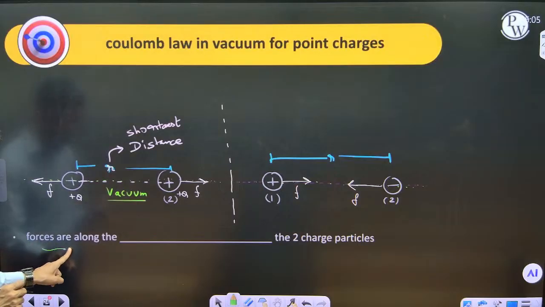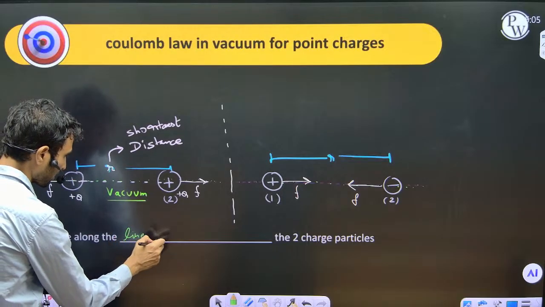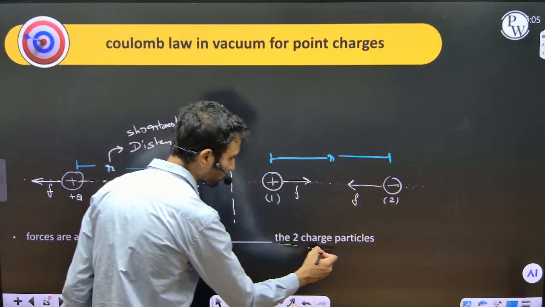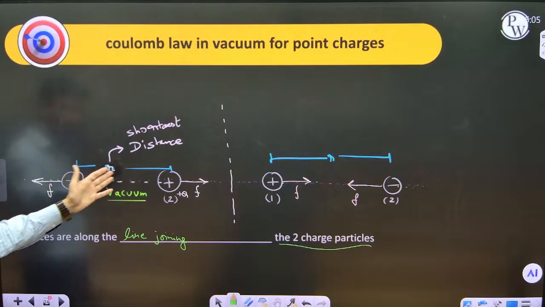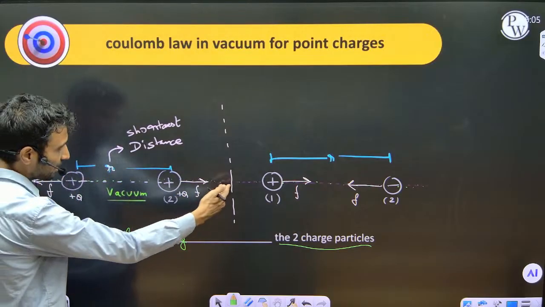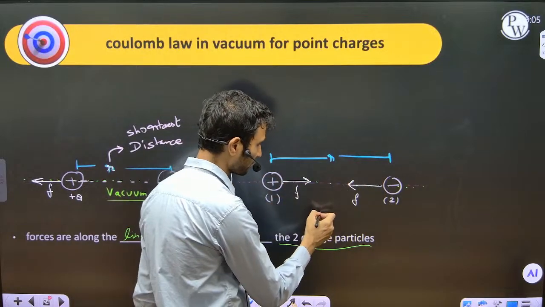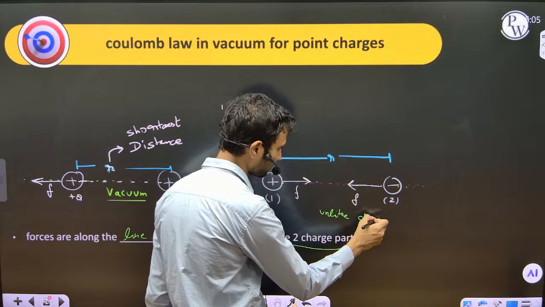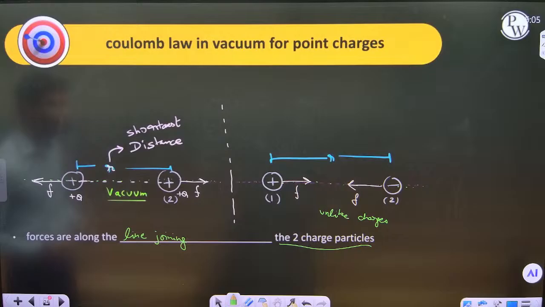So forces are along the line joining the two charged particles. Here they are away from each other because they are repulsive. Here, since they are unlike charges, they are attractive. So take this down.